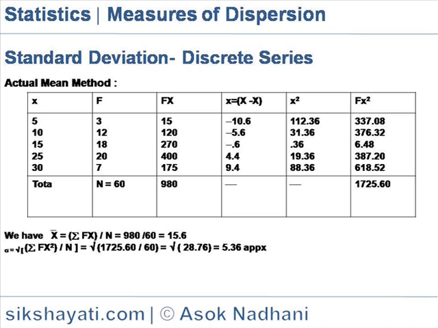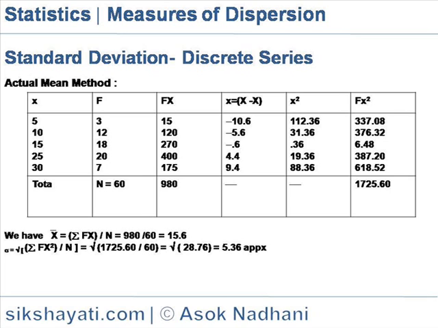Next we compute the value based on the actual mean method. So we have again the table, x the values, f the frequency, fx is the frequency into the value as shown in the previous set of values. Then we get x, the deviation from the mean, x minus x bar. Here we first calculate the mean x bar, which is sigma fx by n is equal to 980 by 60, which is 16.33. So we get the value of x, that is the deviation from the value 16.33.